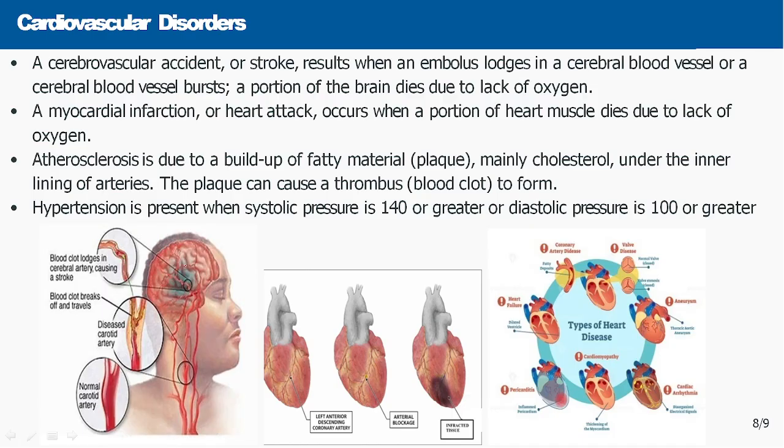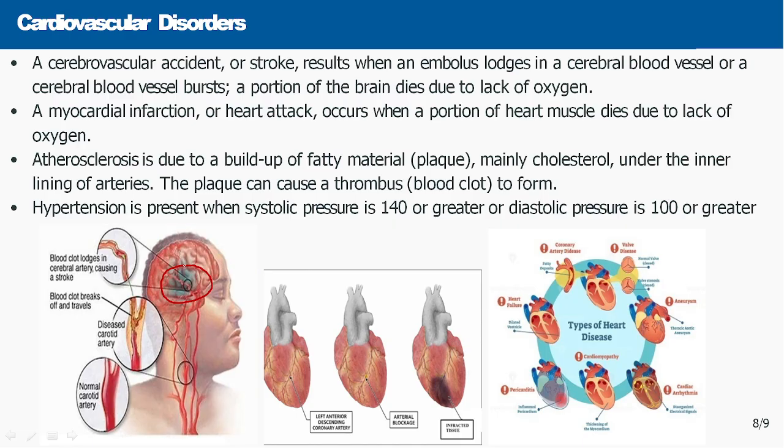As you can mark, due to the burst or the clot in the brain, or an embolus entering that blood vessel, the blood vessel is blocked, so the oxygenated blood is not reaching that point of the brain. Due to lack of oxygen, that portion of the brain cells dies, and this is called stroke.